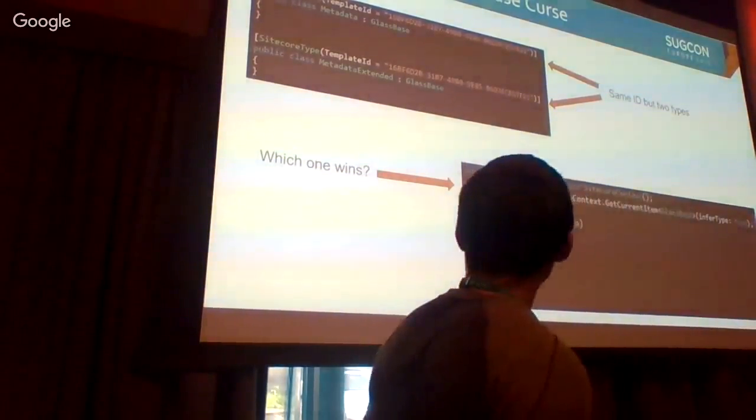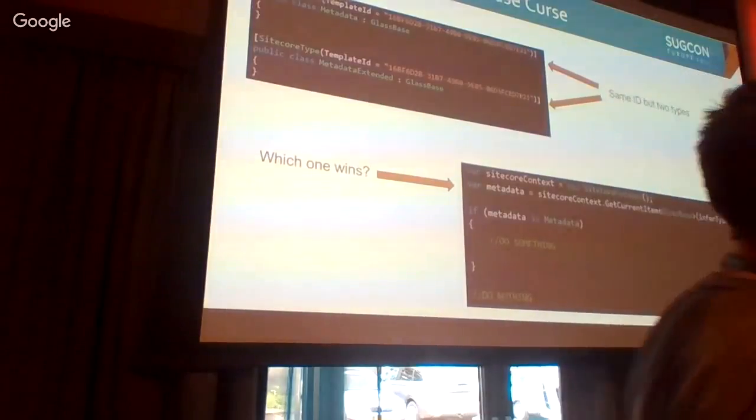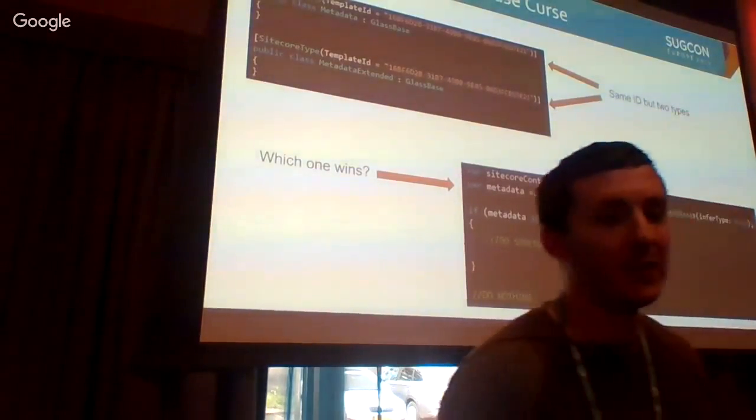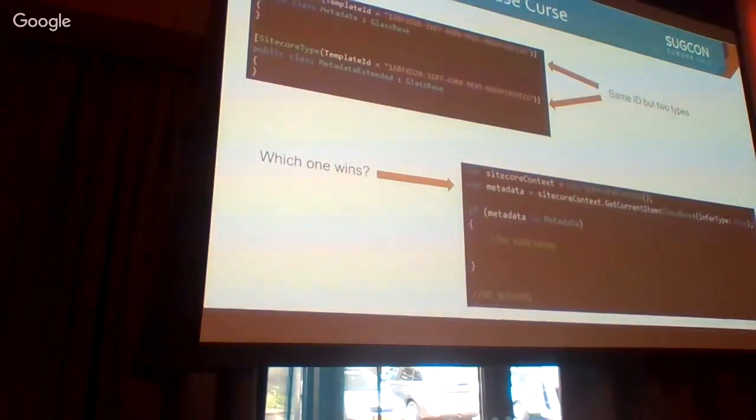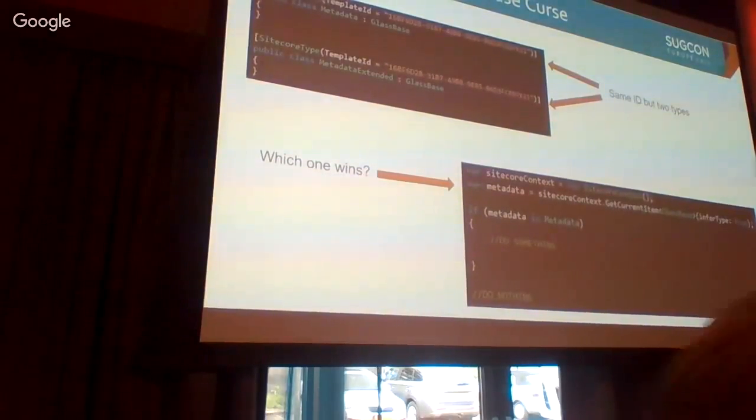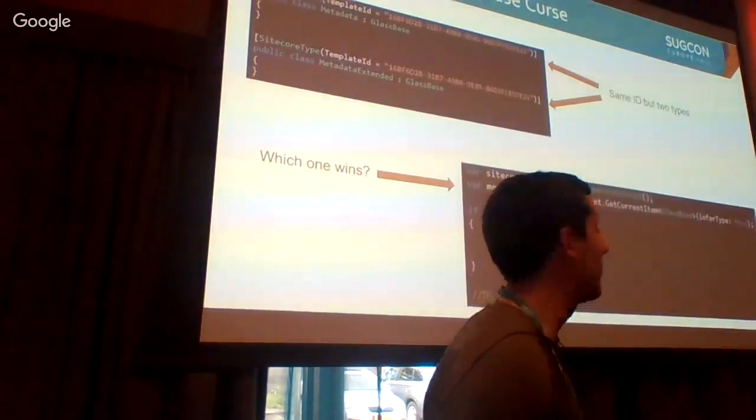Another problem we often see with the GlassBase problem is that you can have 2 classes that have the same template ID. So any guesses what happens when you try and infer from this scenario? First one wins. Yes, basically, first one wins.